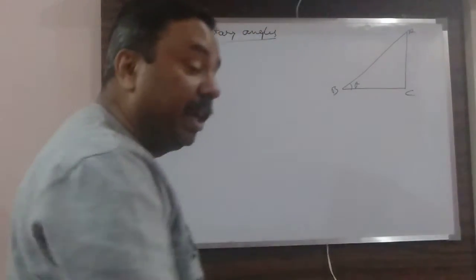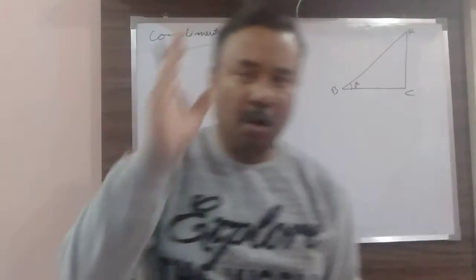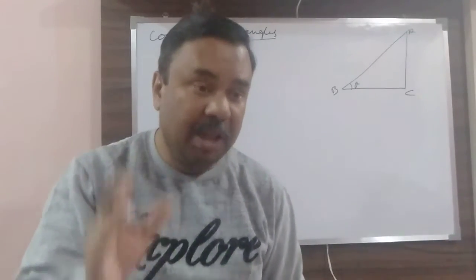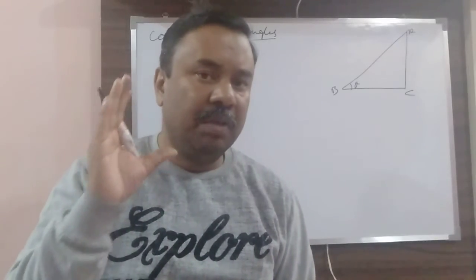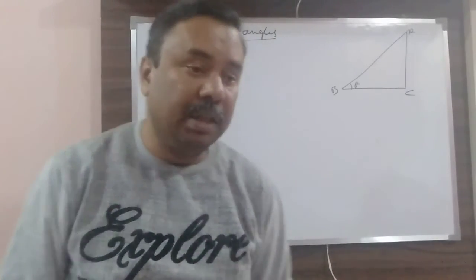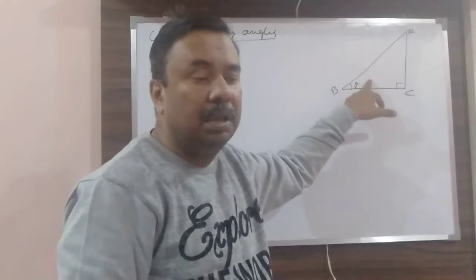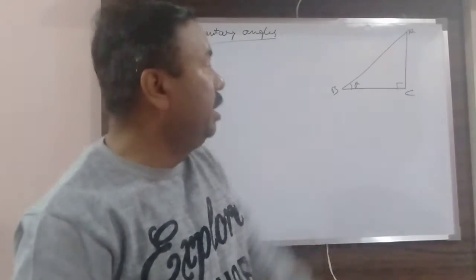What do you mean by complementary angles? First thing, just recall your previous classes. Complementary angles means the sum of two angles. When the sum of two angles is 90 degrees, then it is called a complementary angle. In this case, you know that if one angle is 90 degrees, obviously the sum of the other two angles will be 90 degrees.